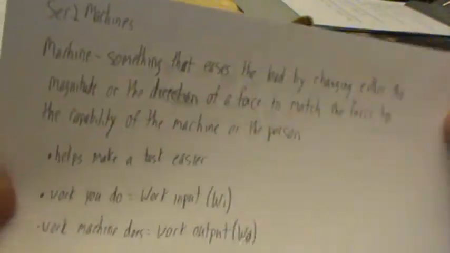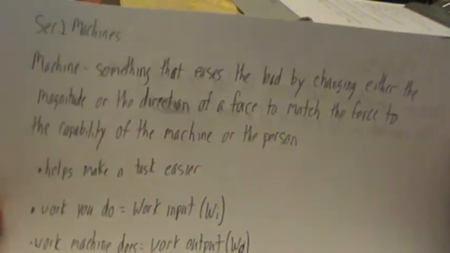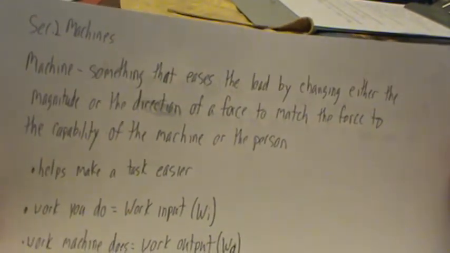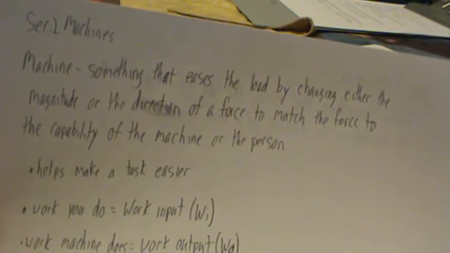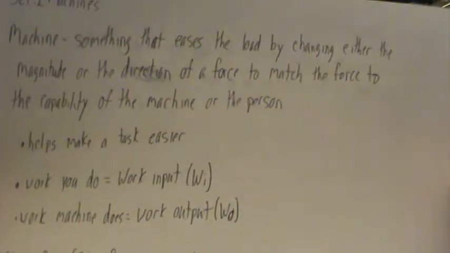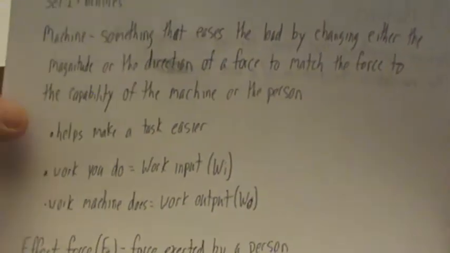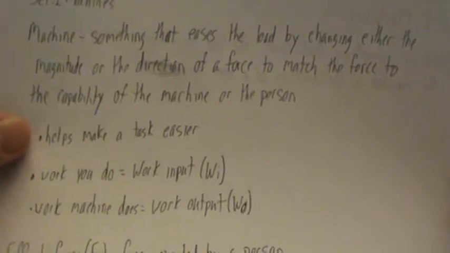Section 2 is on machines. Now, a machine is something that eases the load by changing either the magnitude or the direction of a force to match the force to the capability of the machine or the person. So what does that mean in essence? Helps make a task easier.